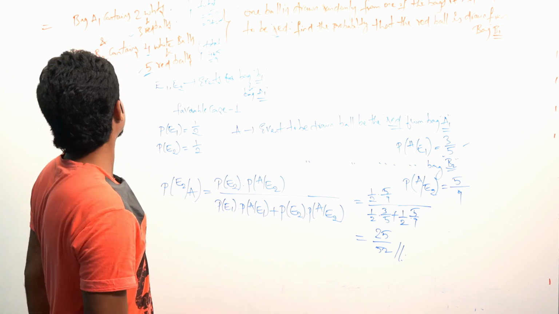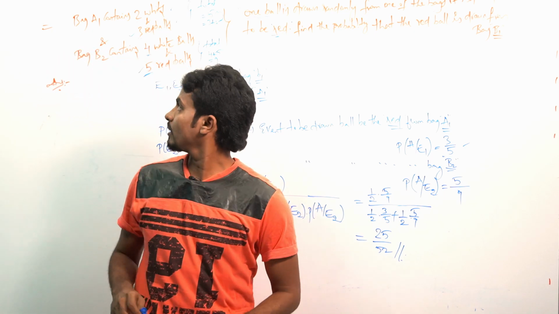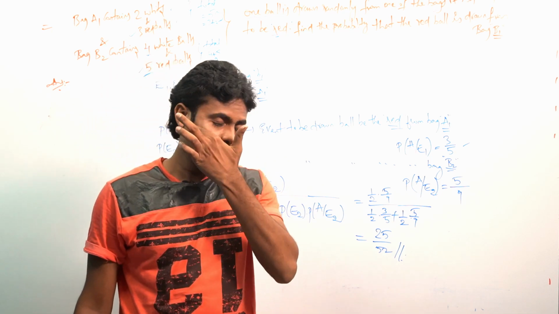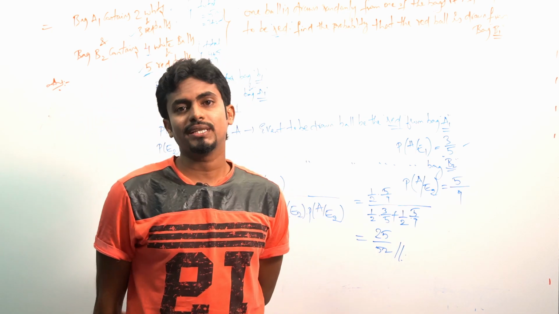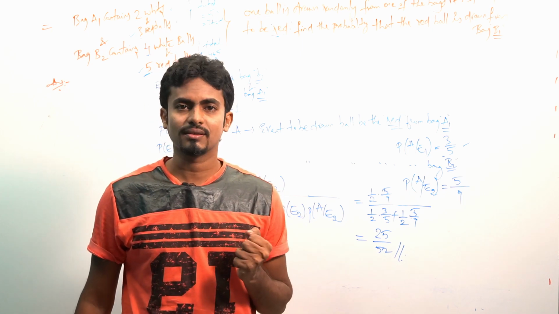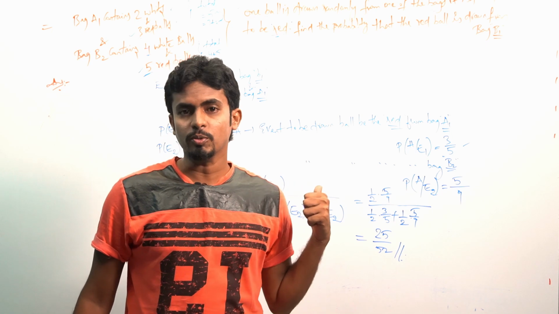In this way, questions can be asked from the Bayes theorem. In the next class, we will try to complete permutations and combinations, and we can solve more examples based on probability.